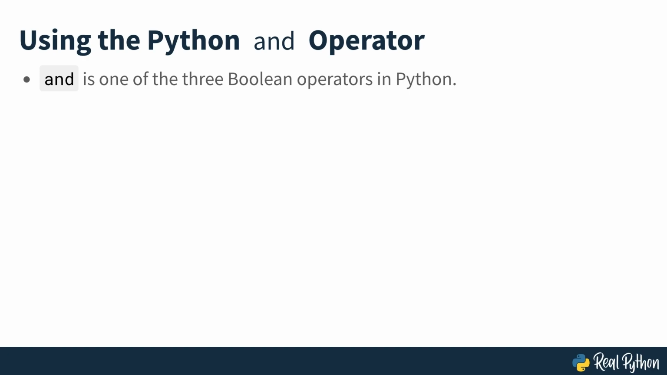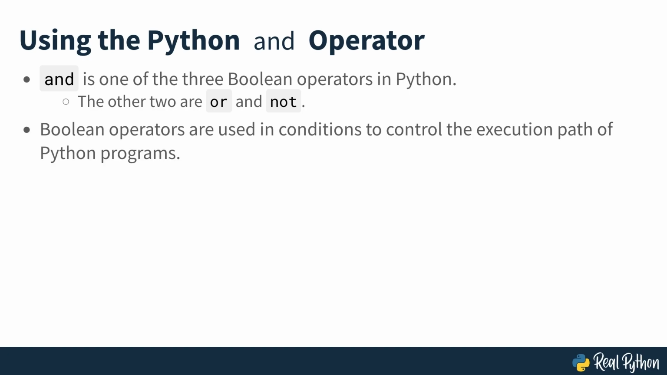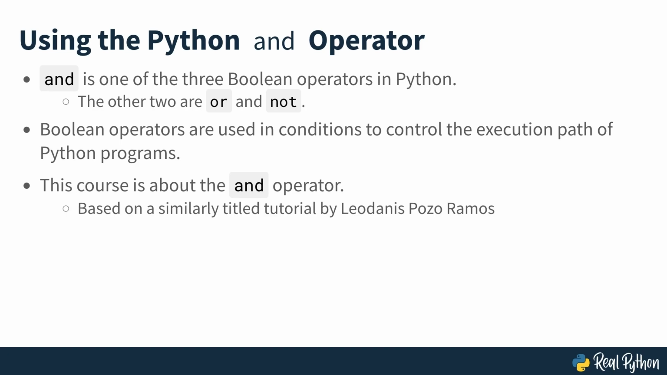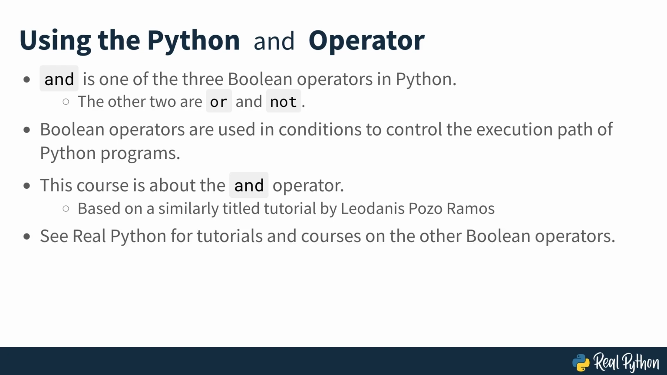AND is one of the three Boolean operators implemented in Python. The other two are called OR and NOT. Boolean expressions are used in conditionals to control the flow of instructions in a Python program. This course is specifically about the AND operator, and it's based on a similar tutorial by Leodanis Pozo Ramos. You can find more tutorials and courses on Boolean operators here at Real Python.